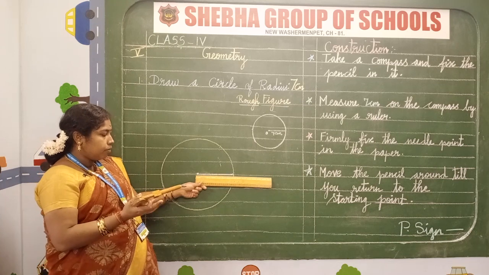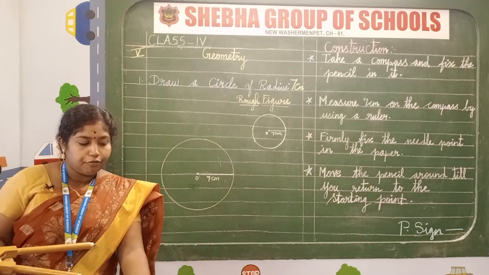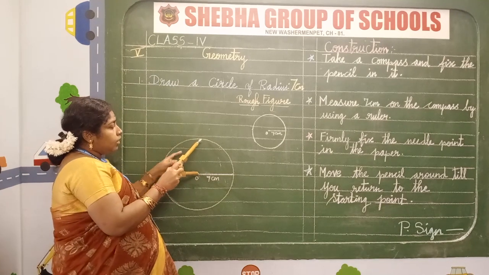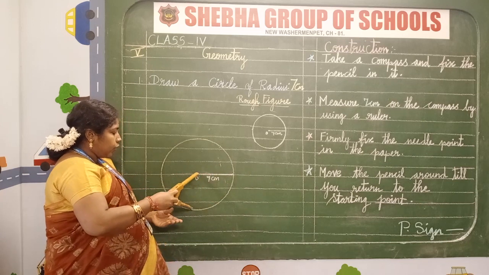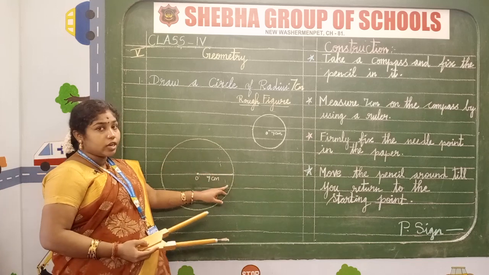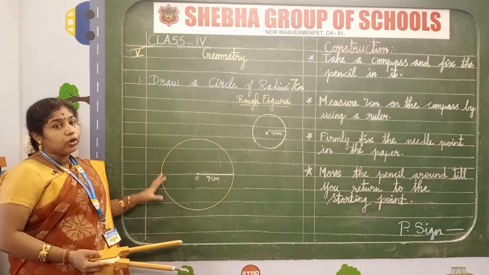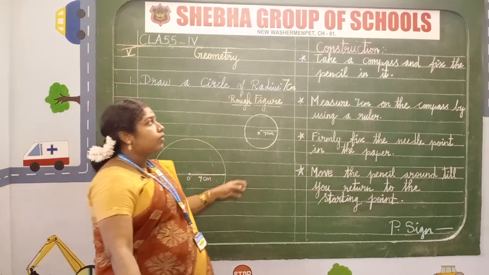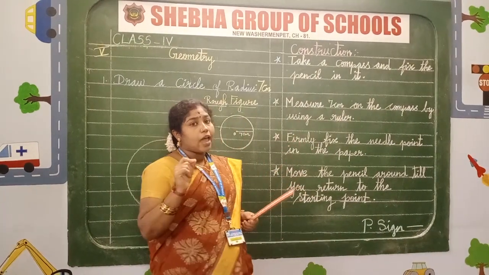Children, again I am repeating. Take a ruler, measure 7 centimeters on the compass using a ruler and firmly fix the needle point in the paper. After fixing it in the paper, move the pencil around it slowly till you return to the starting point. If your circle is perfect, it joins the line, children. Otherwise, it is wrong. Again, you have to try it and do it properly. And after drawing a circle, you have to write the construction. For construction purposes, you have to use only your pencil.